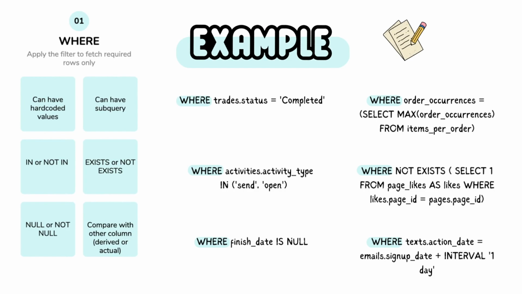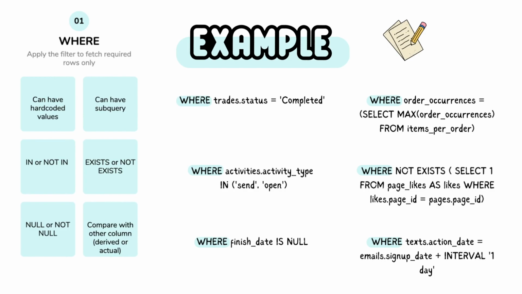Third sub pattern is you check the value of a column to be null or not null. Please do not use equal to with null values. Null is always compared using is null or is not null. So in the third example, you can see finish date is null. The fourth sub pattern is where clause with a subquery. You have to compare a column value with the output of a scalar subquery that returns one row only. In the fourth example, I'm comparing order occurrences equal to max order occurrences from the table. There is a subquery which is returning one row, one column, and I'm comparing that with my existing column in the table.